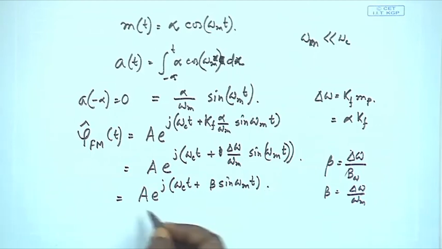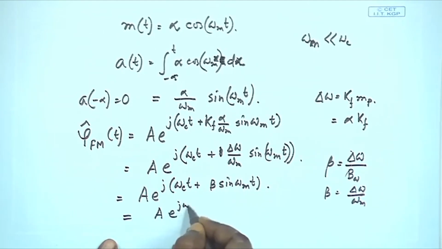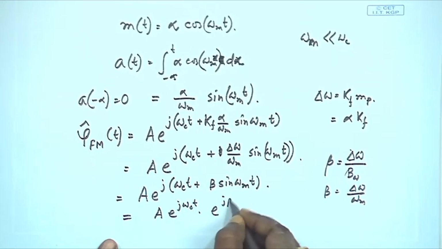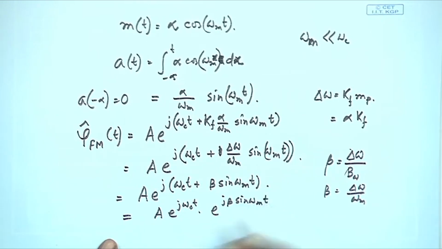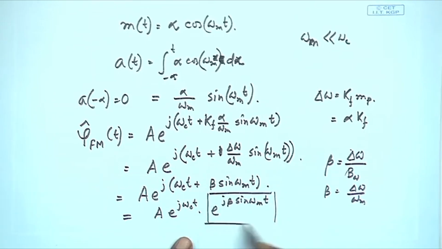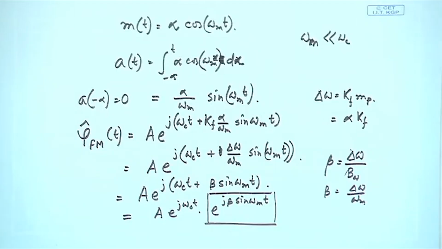fine. Okay. So, that is my phi hat FM. Now, try to see this signal. Because I have a sinusoidal, it is a periodic signal, right, with frequency omega m, or this angular frequency omega m. So, because it is a periodic signal, what can I do? My Fourier series tells me that this can be represented as a Fourier series expansion.